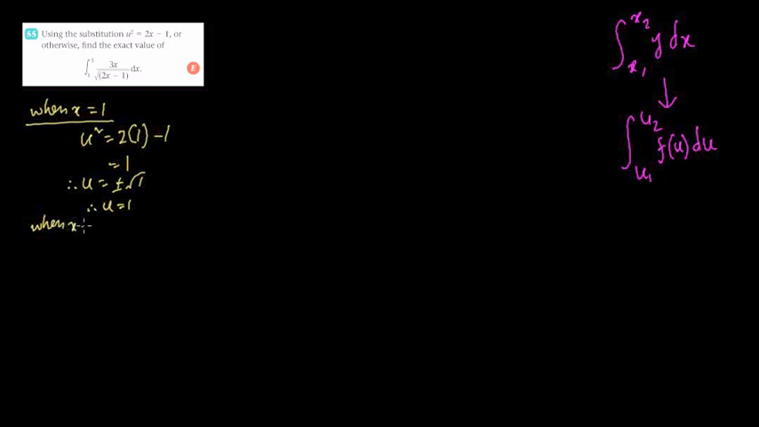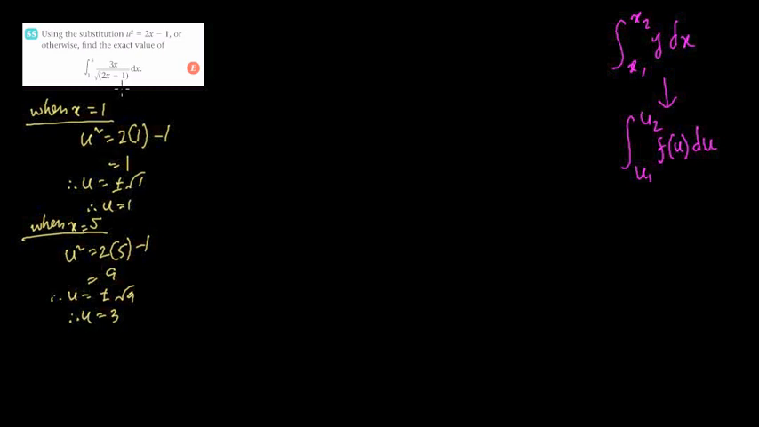When x equals the upper limit, which is 5, u square equals 2 fives are 10 minus 1, which is 9. Therefore u equals plus minus root of 9. Therefore you take the positive value, square root of 9 is 3. So the limit has been substituted.